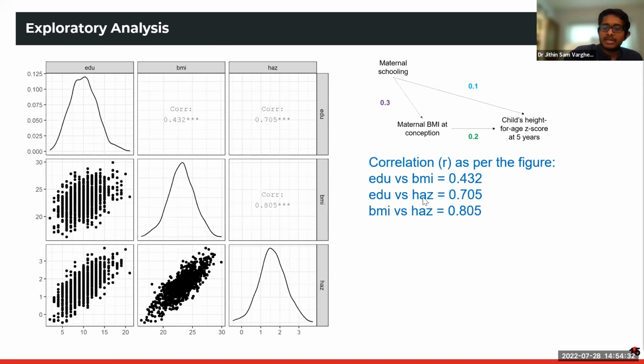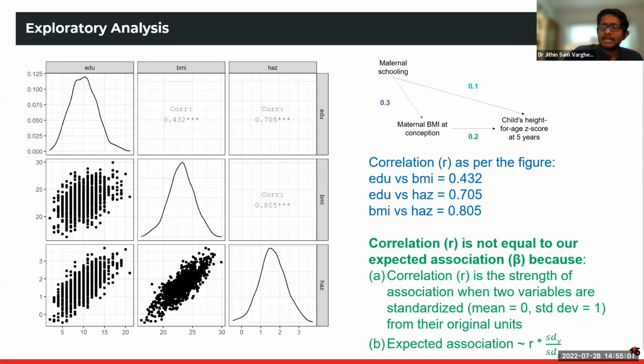The correlation between maternal education and maternal BMI is 0.432. The correlation between maternal education and height for age z-scores is 0.705. And the correlation between maternal BMI and the child's height for age z-score at 5 years is 0.805. However, as many of you may have noticed, these correlations are different from these values. And these are the expected regression coefficients. And this is because of two reasons.